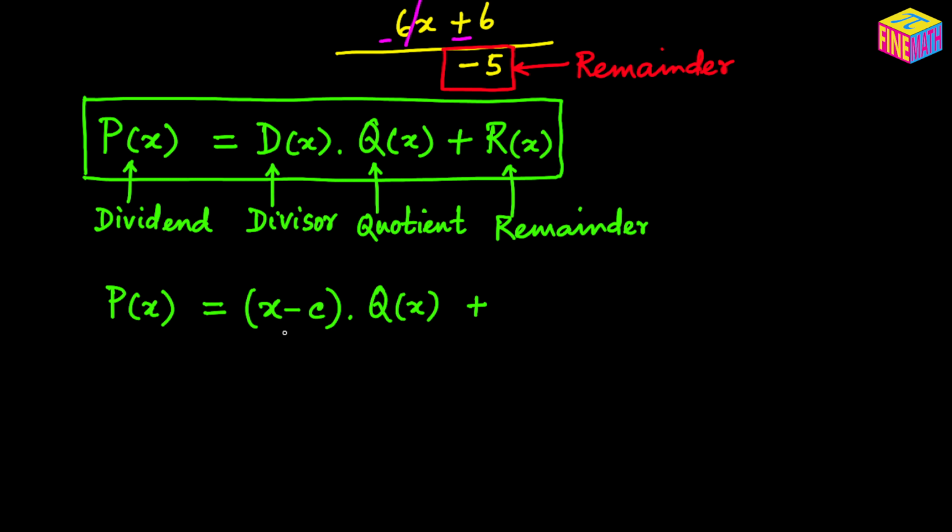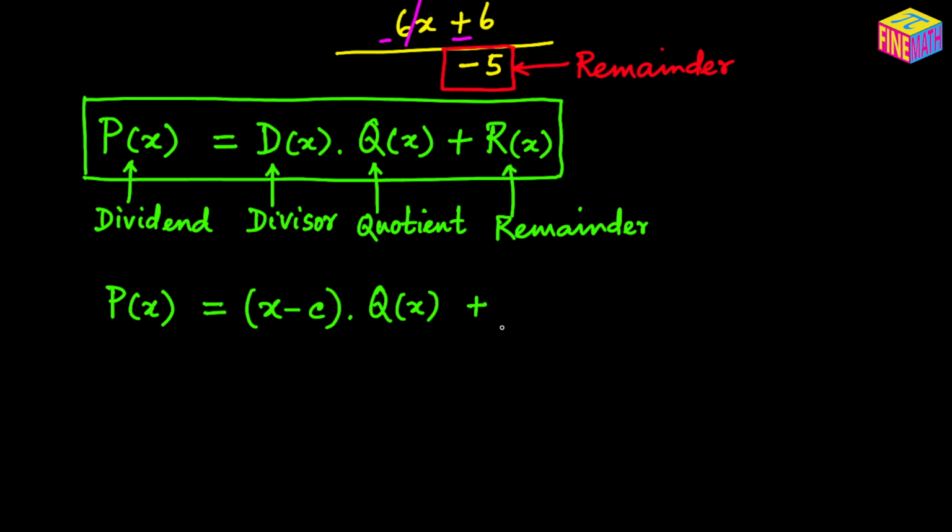When the degree of the divisor itself is 1, meaning the degree of x or the power of x in the divisor is 1, then what would be the power of x in the remainder? It must be at least 1 less, right? So if the degree of the divisor is 1, then the degree of the remainder will be 0, right? It has to be at least 1 less. So the degree of the remainder is 0.